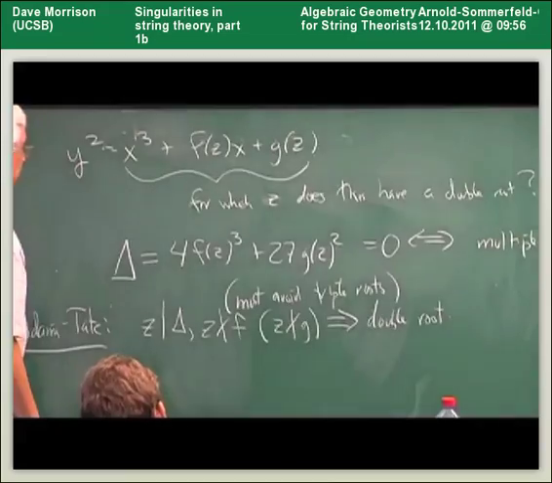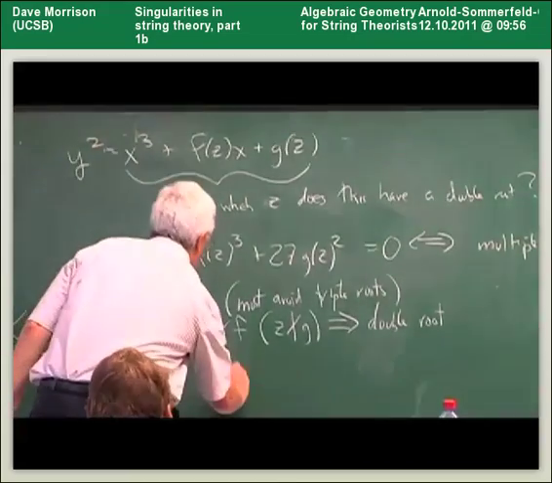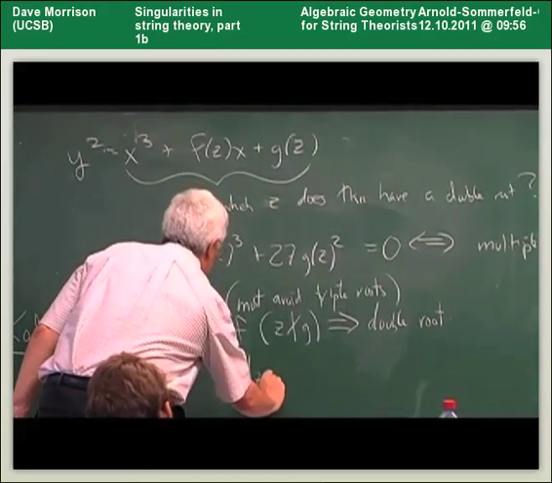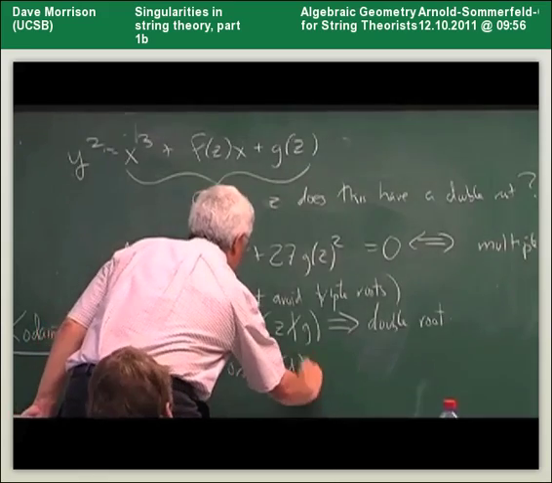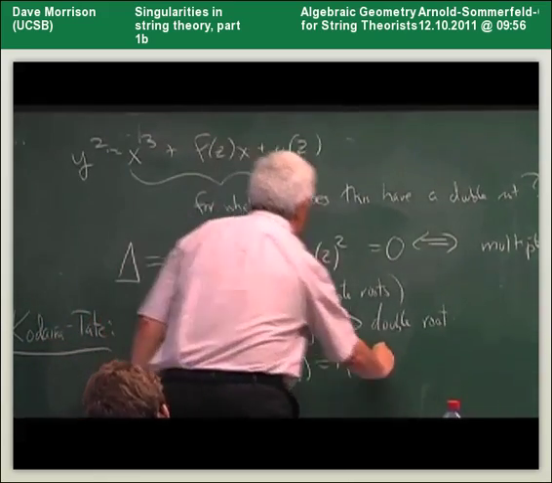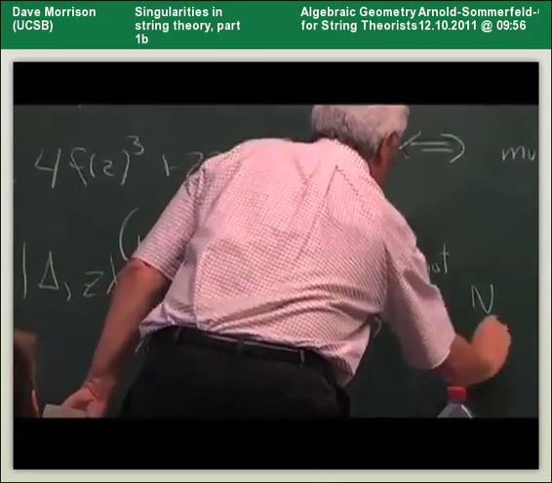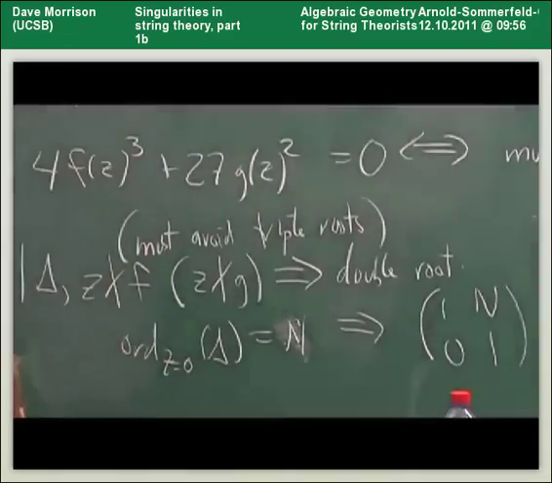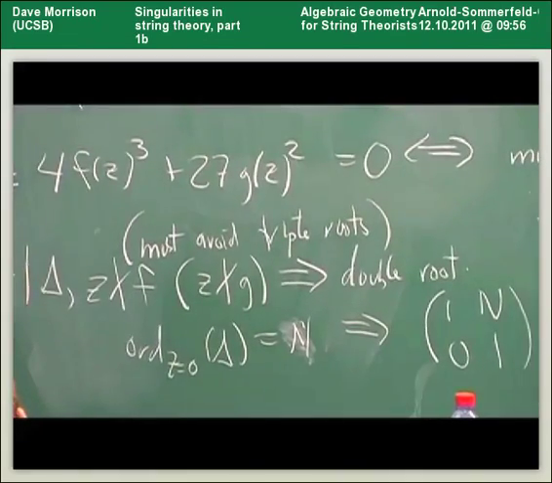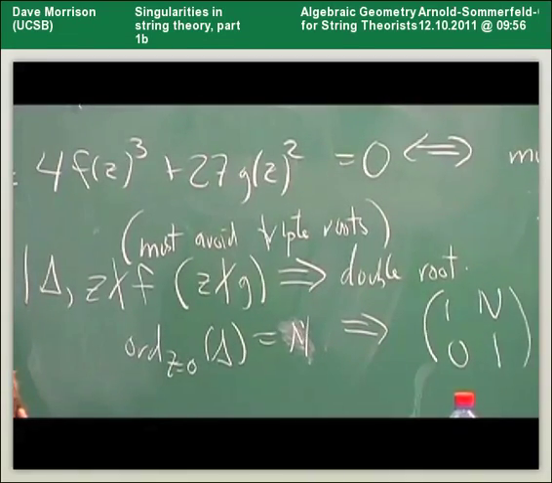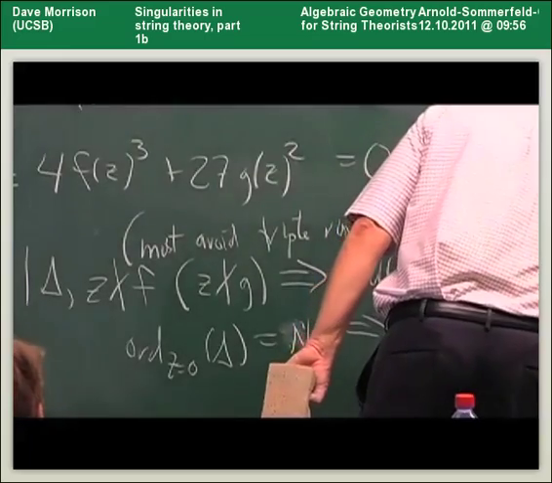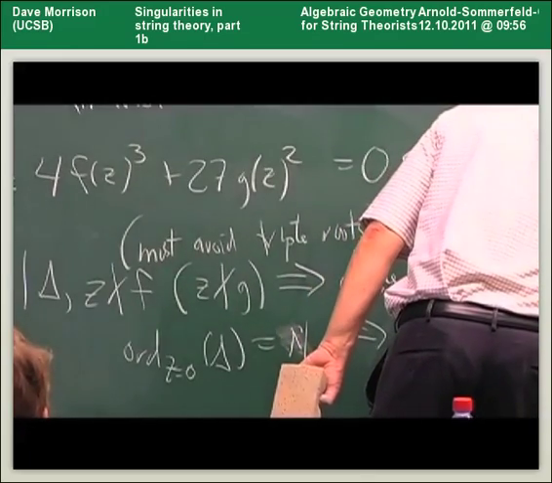And now there's an issue of the order of vanishing at z equals 0 of delta. If that order of vanishing is n, that implies that the monodromy, capital N, is (1, n; 0, 1). Exactly why that order of vanishing corresponds to that monodromy is something we'll have to discuss later, but that's the basic idea. And so this setup should correspond to n D7 branes at that point.